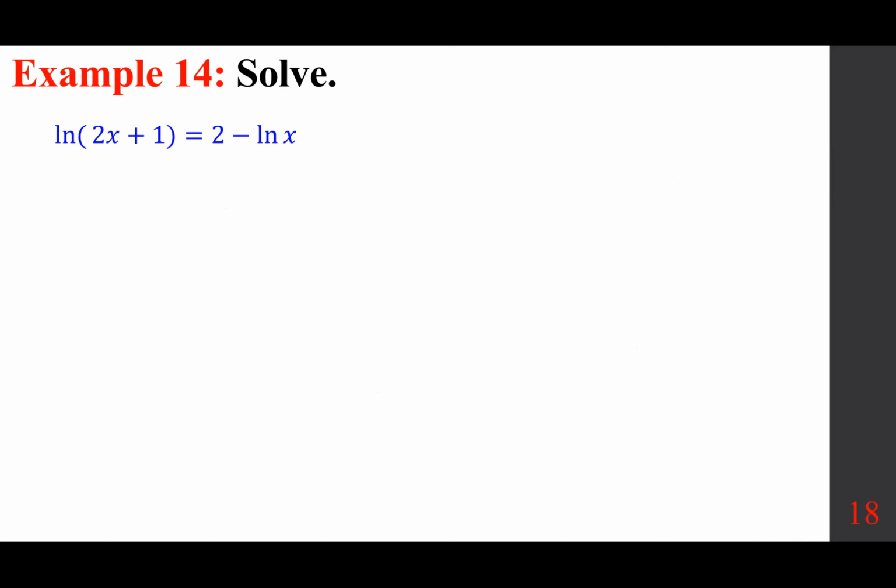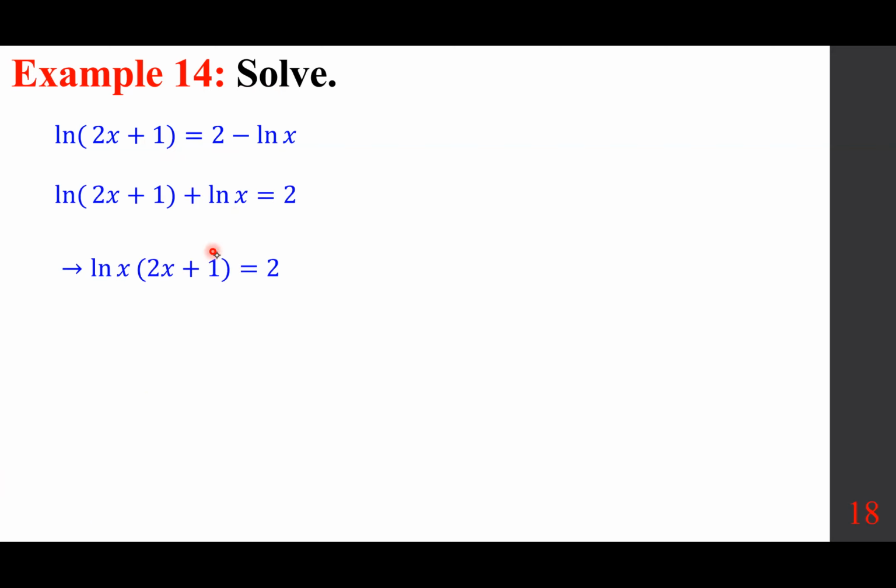We want to solve this: ln of 2x plus 1 equals 2 minus ln x. Whenever you want to solve logarithmic equations, basically, if you have a bunch of logs and a bunch of numbers, you bring all the logs together, all the numbers together, and you go with the definition. So that means we're going to move this one this way, becomes plus ln x. And we're going to combine this into ln of their product.